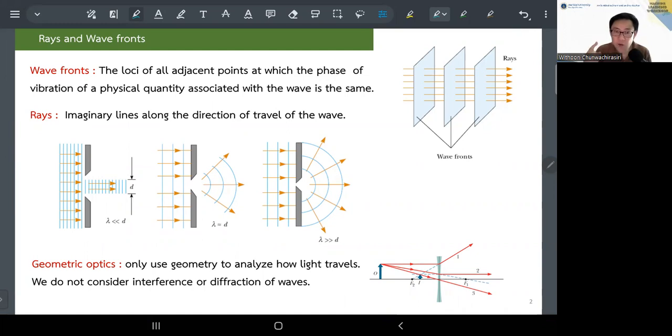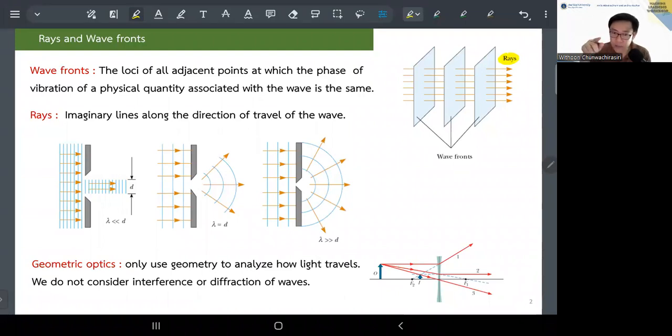Because for these particular topics, we are now going to look at the traveling direction of waves. We just care about which direction it's traveling. We don't have to worry about the fine detail inside the wave anymore. So we can throw away all the detail and just care about which direction it goes. That's why we are going to introduce rays.